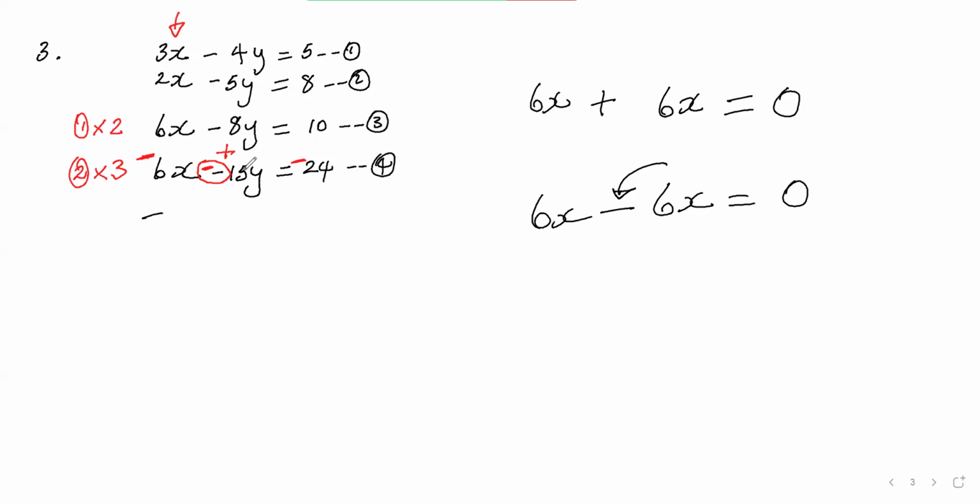What is negative 8 plus 15? 7y. Negative 8 plus 15, the signs are different, so you subtract. And 15, what sign is in front of the big number? Plus, so the 7 is positive, so that's 7y. And what is 10 minus 24?